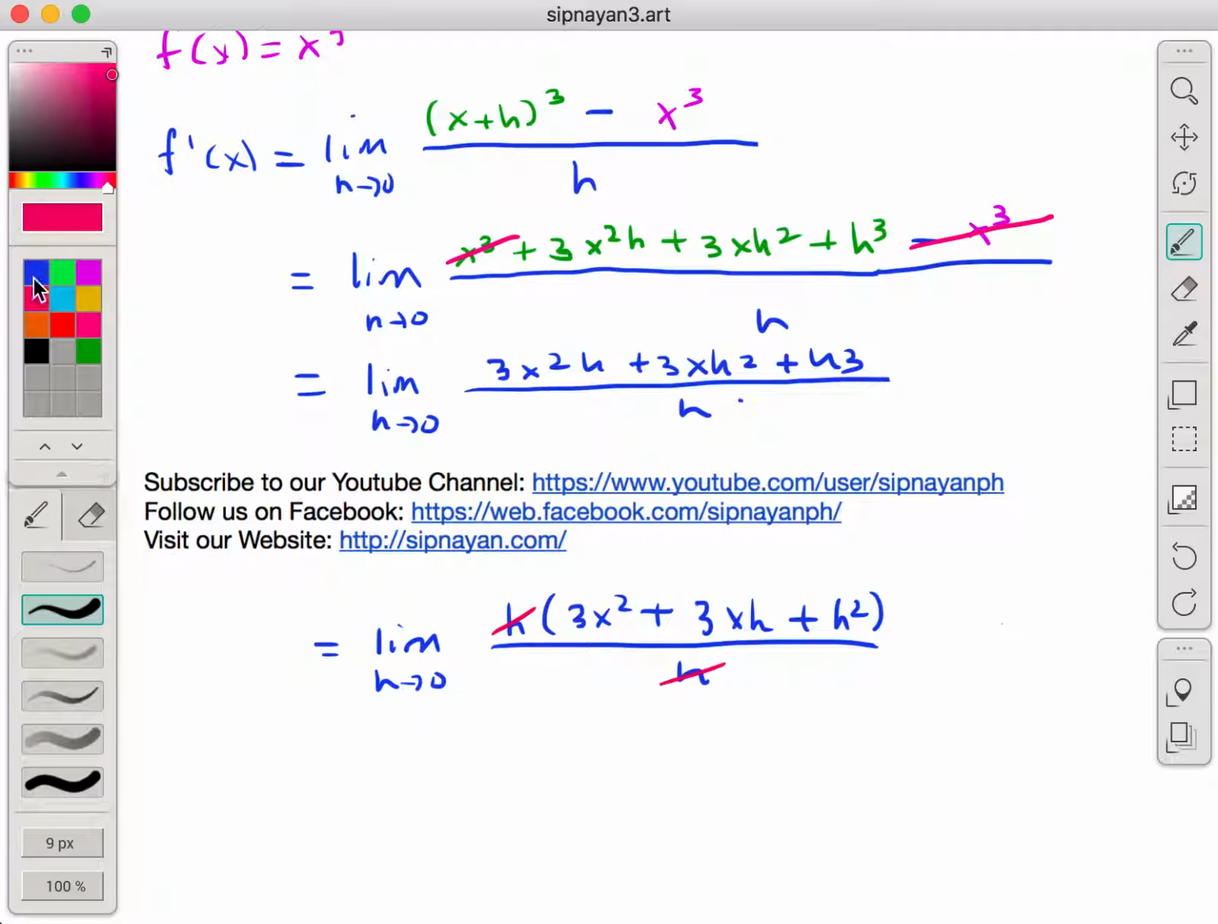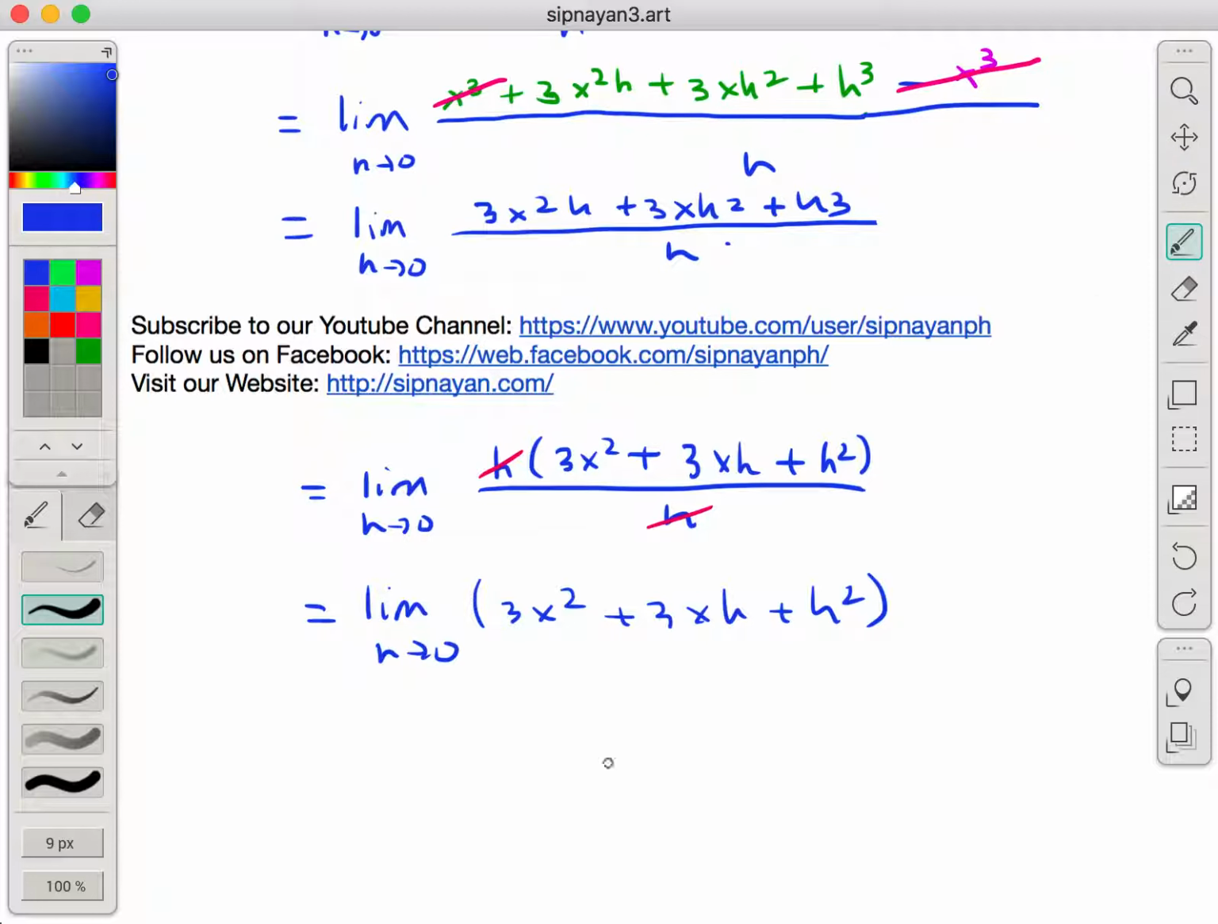And then, this is equal to the limit as h approaches 0 of 3x squared plus 3xh plus h squared. Okay? So, kung naaral nyo na yung limit niyo na dapat naaral nyo na at this point kasi nagde-derivative na tayo. So, para matanggal yung limit na word dito, limit as h approaches 0, we substitute 0 sa lahat ng h dito. So, magiging 3x squared plus 3x times 0 plus 0 squared. So, 0 na yan, 0 na yan. Ang matitira na lang 3x squared.